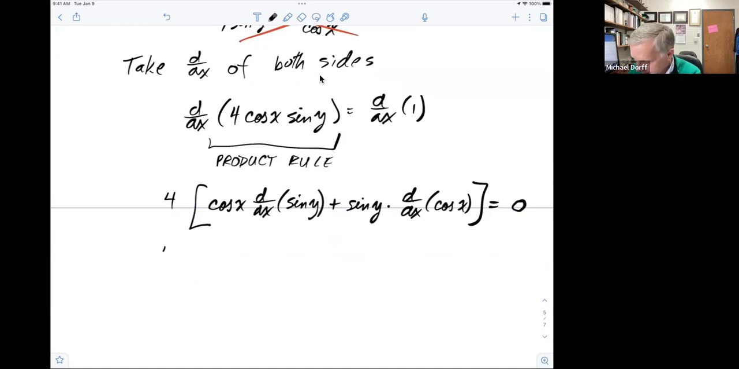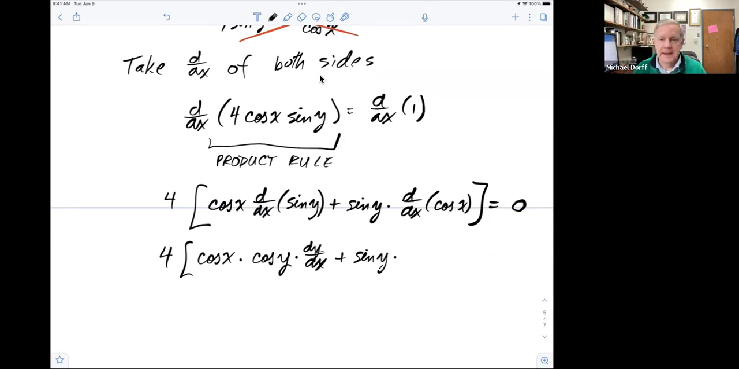All right, now I'm going to continue with this. So I have now cosine x, d/dx of sine y. The derivative of sine is cosine. Make sure you don't get your x's and y's mixed up here. I'm doing d/dx of sine y, so I should have cosine y and then a dy/dx, because my variable is a y. And then I have plus sine y, and now I do d/dx of cosine x. The derivative of cosine is minus sine, and this is going to be a dx, so I'm not going to write that. I'm just going to have this.